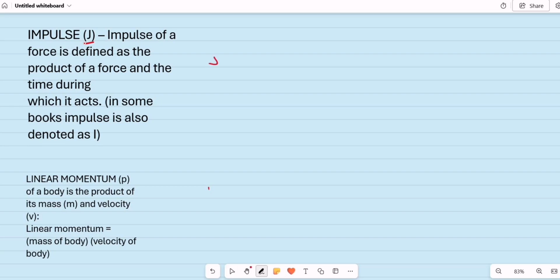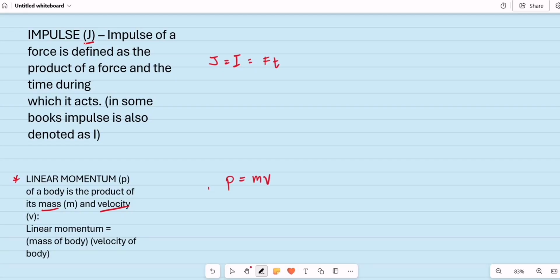Just for this example, let's say we have J, but again, in some references, they are using I to denote impulse. It's simply equal to the force times the time. So that's how we compute for the impulse. What about when it comes to the linear momentum? The linear momentum of a body is the product of its mass and velocity. Denoted by small p, the value of the linear momentum p is equal to the mass times the velocity.